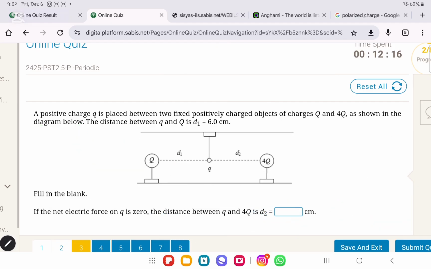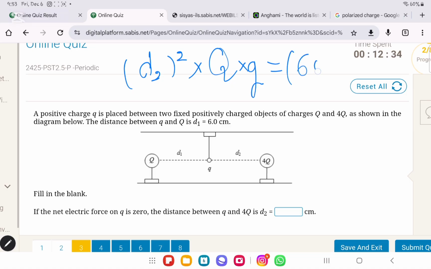Then by doing cross multiplication, what you are going to get is the distance 2 squared times capital Q times small q is equal to 6 centimeters squared multiplied by 4 times capital Q times small q. Now what do you have the same on both sides?